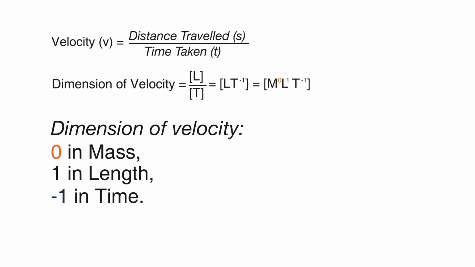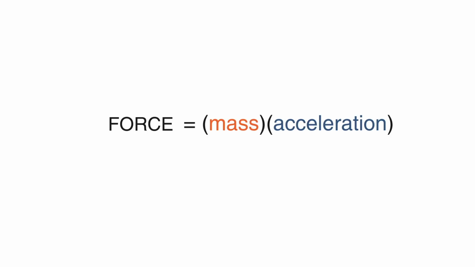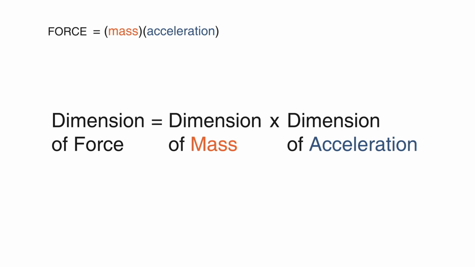Let's practice with some more physical quantities. Let's take force. Force is simply defined as mass times acceleration. As earlier, the dimension of force must be equal to the dimension of mass times the dimension of acceleration. We know that the dimension of mass is M and the dimension of acceleration is, well, we have to find it first before finding the dimension of force.